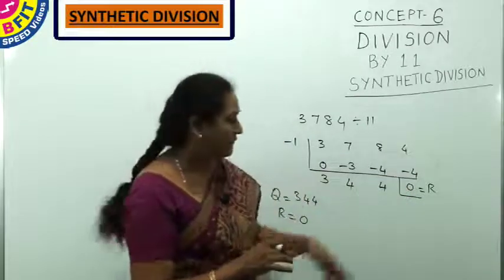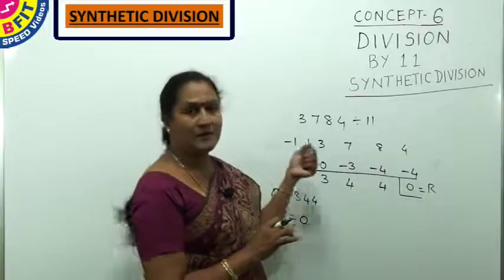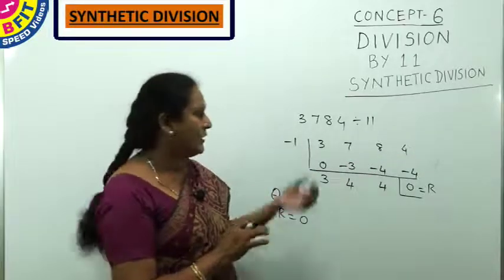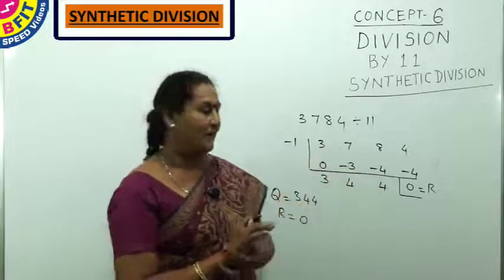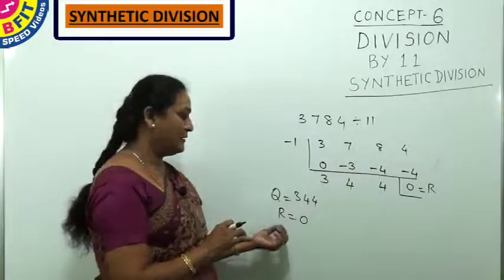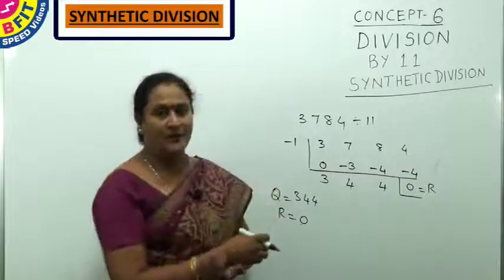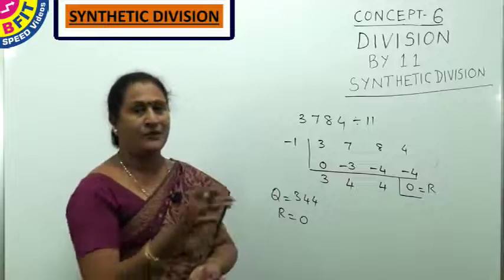It means that when the remainder is 0, the given number is a multiple of 11. So it is exactly divisible by 11. So the quotient is 344 and the remainder is 0. Now, using this synthetic division pattern, we'll work out a few questions.